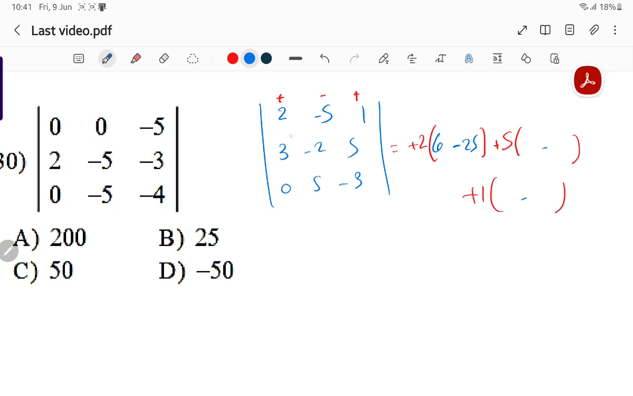Then negative 5, positive 5, because it changed by the sign. Cancel this row and column, multiply 3 times negative 3, it's negative 9, minus 0. This one, 3 times 5, it's 15, and this, it's 0. And you put this in the calculator to find your answer.